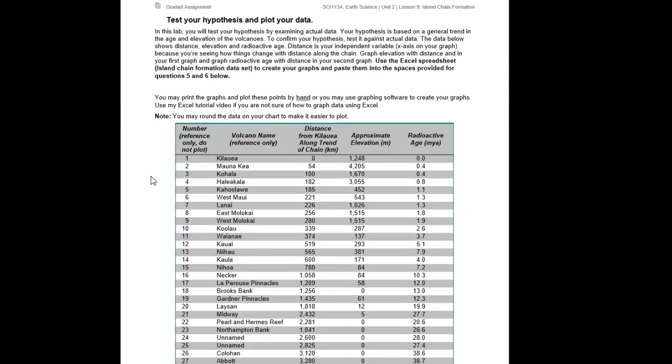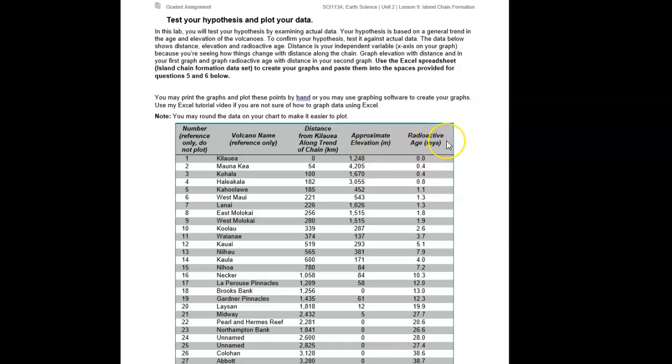In the next part of this lab, we're going to test your hypothesis by plotting your data. We are going to take data about the Hawaiian Islands and look at different volcanoes from those islands. This gives us the names of the volcanoes and the distance from Kilauea, which is the newest or most southeasterly island. We're going to look at the distance of all of these other volcanoes from this one. We'll look at their elevation and we'll also look at their age.